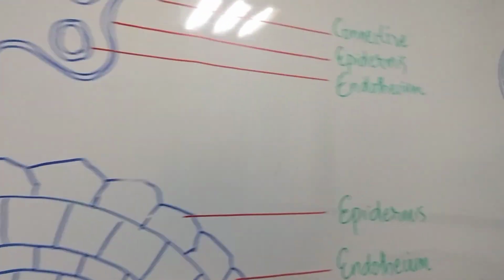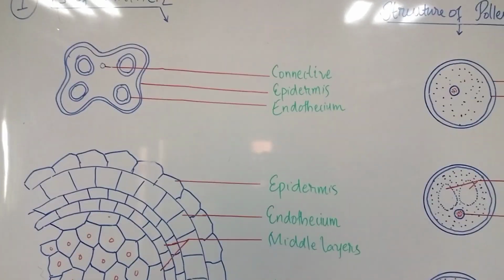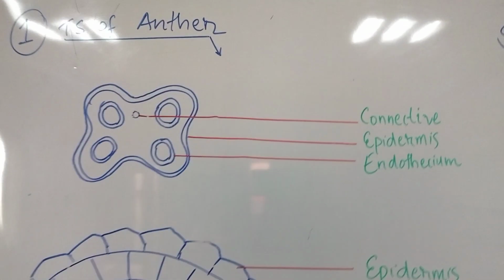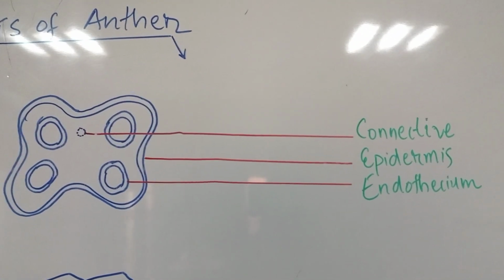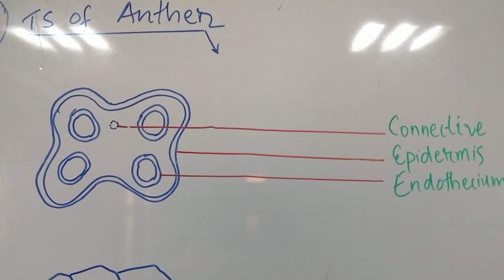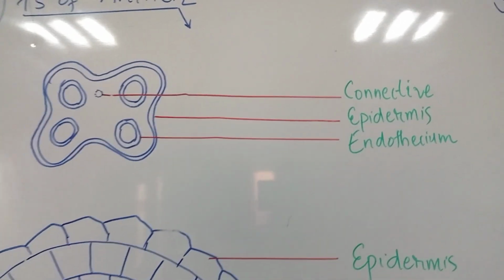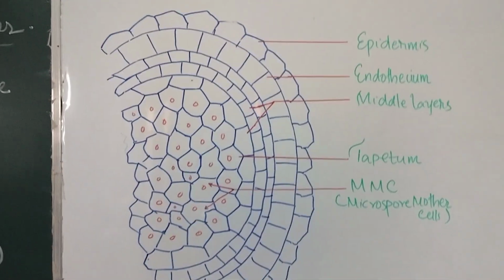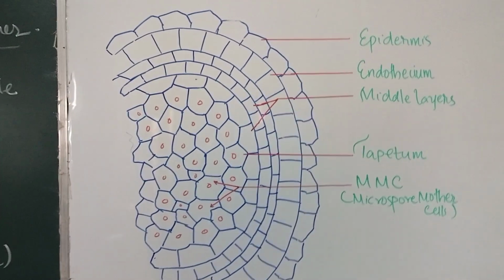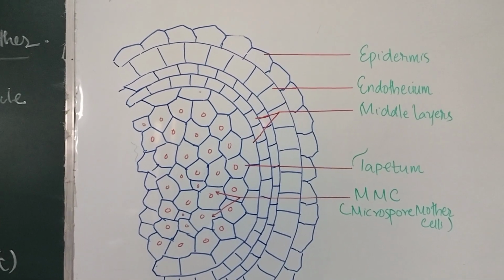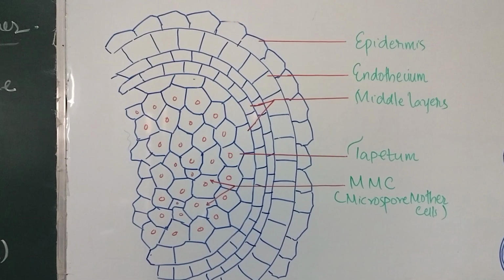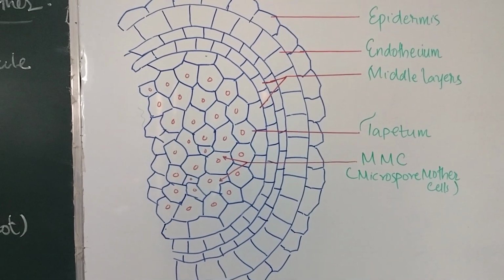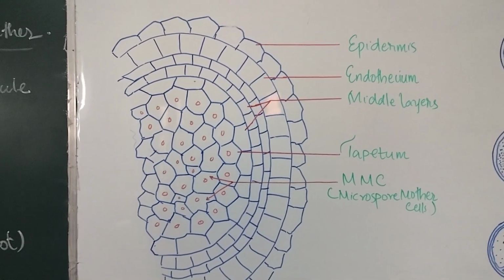The first diagram is the transverse section of an anther showing the three regions of epidermis, endothecium and connective for dehiscence. The explanatory part of the anther shows the different histological arrangement of tissues: epidermis, endothecium, middle layers, tapetum, and microspore mother cells. So this diagram you may get for examination.